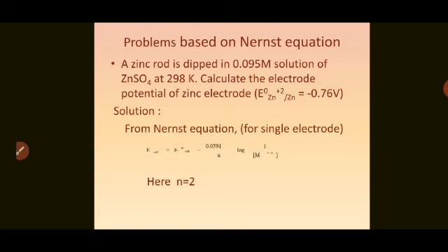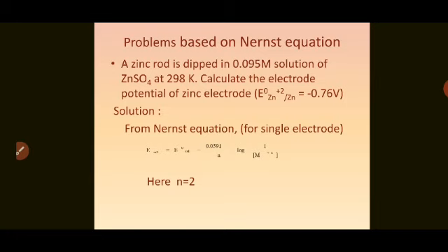Now this type of problems will be asked for 3 marks. Let us take an example. A zinc rod is dipped in 0.095 molar solution of zinc sulfate at 298 Kelvin. Calculate the electrode potential of zinc electrode. Now here the single electrode is given, that is zinc electrode, means zinc rod is dipped in aqueous solution of zinc ions, that is it may be zinc sulfate. So the value of E naught, that is standard electrode potential of zinc, is given as 0.76 with minus sign, remember, and the unit is volt.